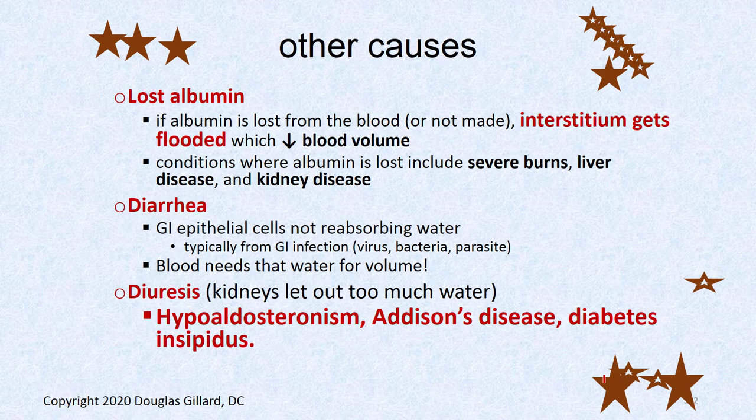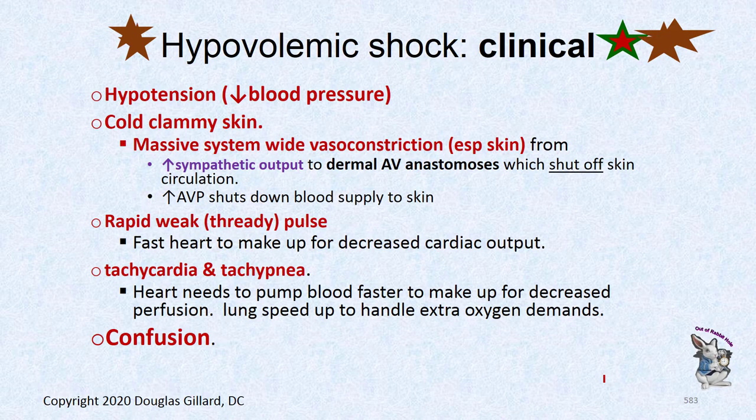What about other causes? We kind of talked about albumin and kidney disease. Diarrhea, this is kind of a review slide. Diuresis, the kidney lets out too much water. Hypoaldosteronism. We said we need aldosterone. Addison's disease will cause hypoaldosteronism, right? The whole adrenal cortex isn't working. Diabetes insipidus. Talked about all those.